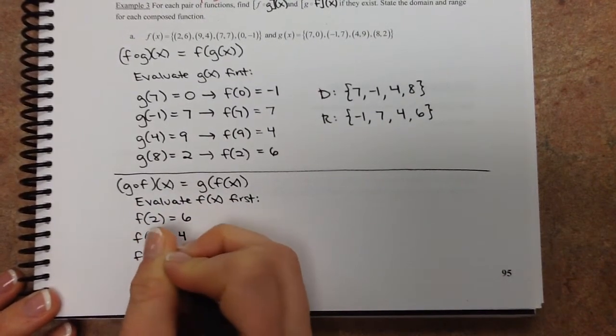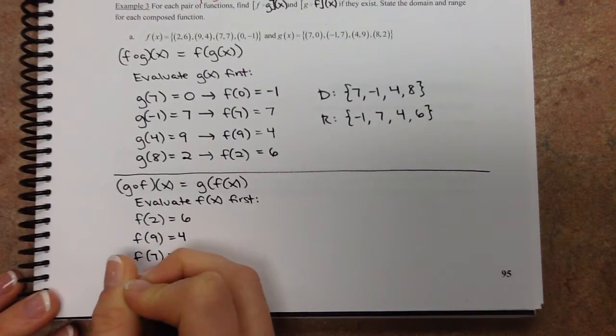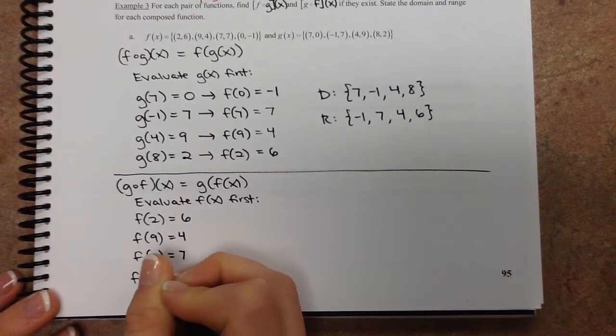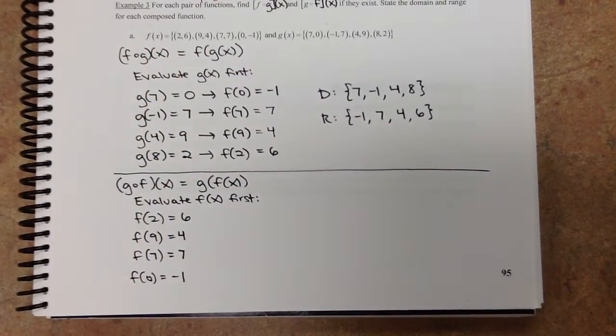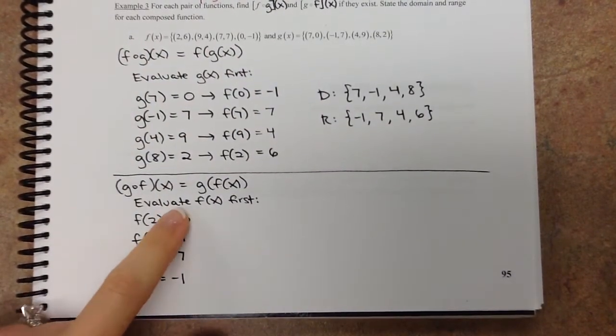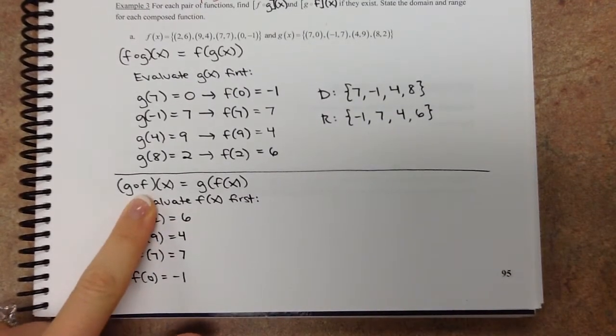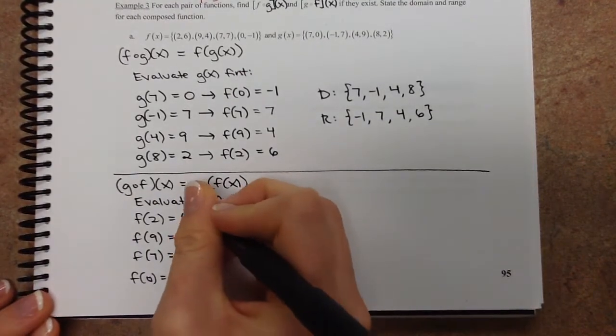f of 7 is 7, and f of 0 is -1. Okay, I'm just copying these 4 ordered pairs into function notation here. So remember what I do then is I'm going to take these values and try to plug them into g, kind of working from the inside out.